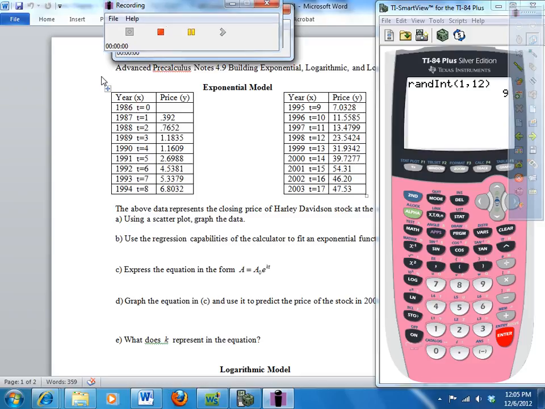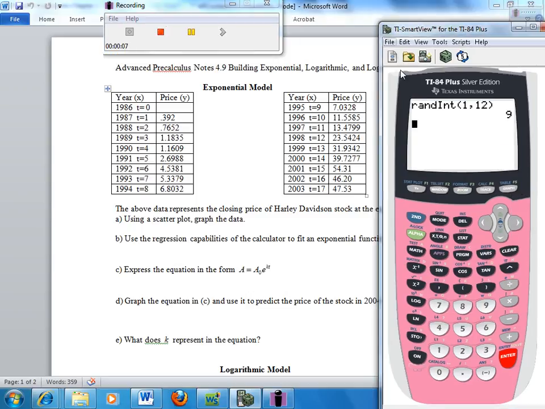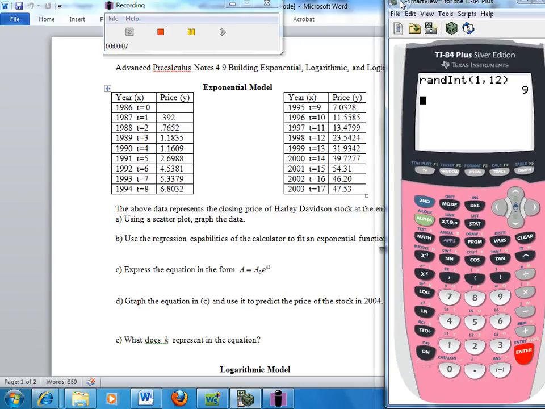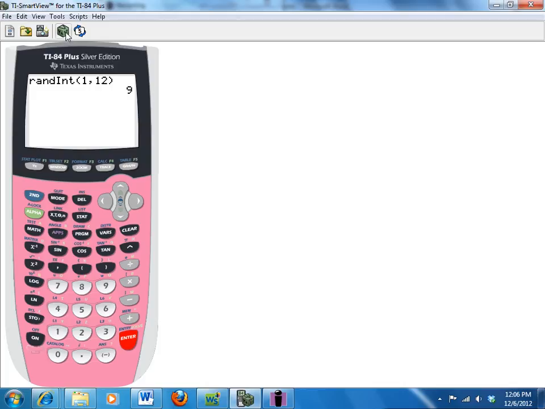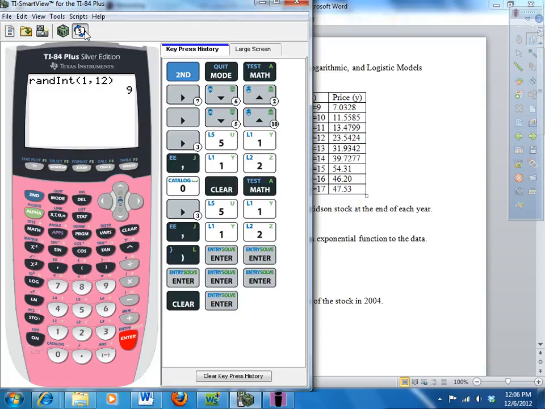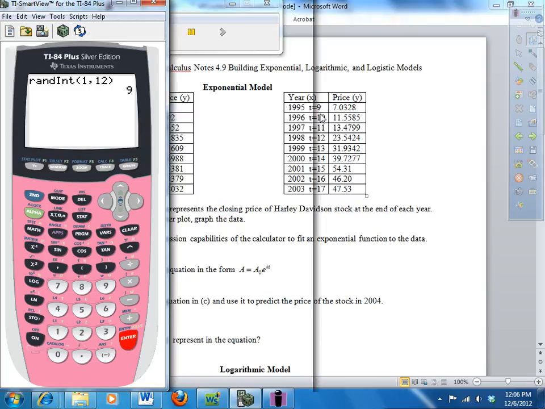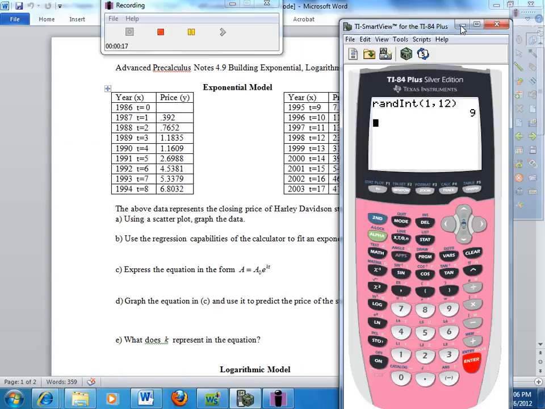What we're going to do here is learn about building exponential, logarithmic, and logistic models, and we're going to plug all these things into our graphing calculator.